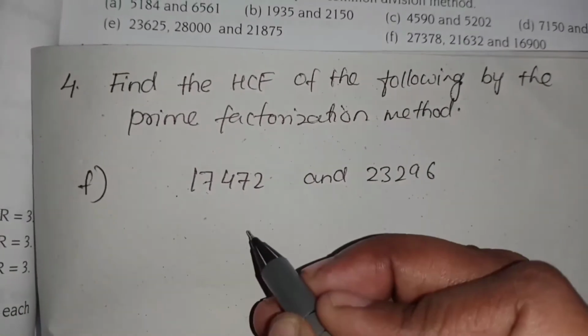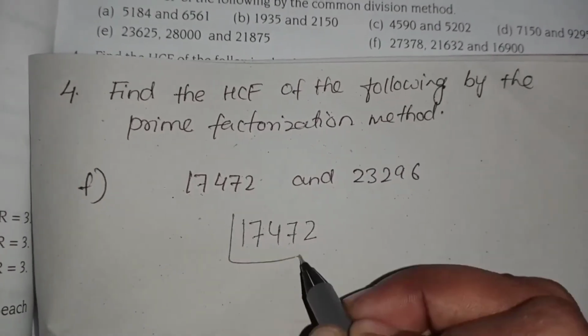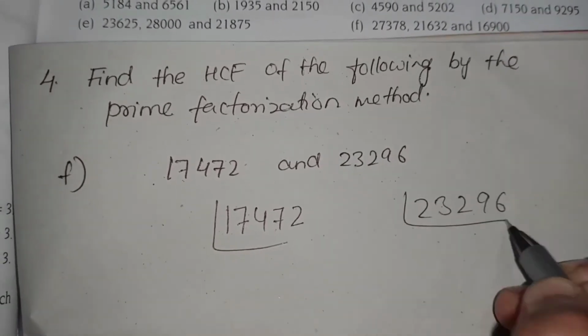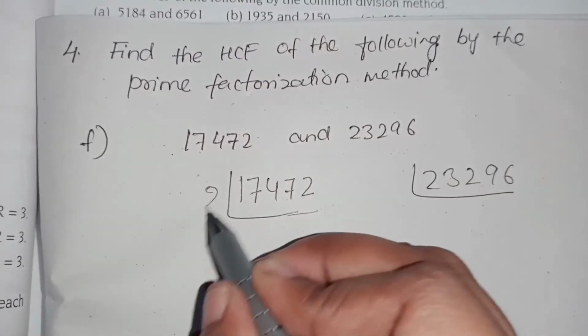So let us see. This is 17,472. Okay, and this one is 23,296. So let us start. The last digit is even, 2, that means it is divisible by 2. So let us start with 2.